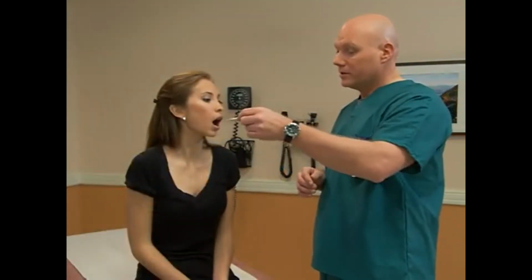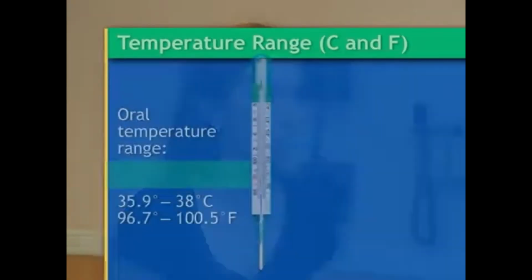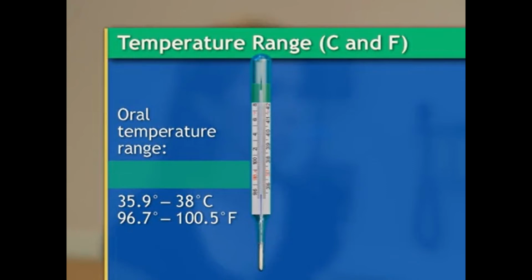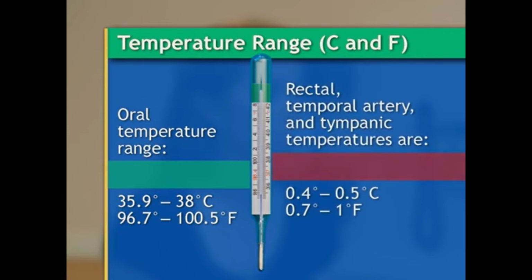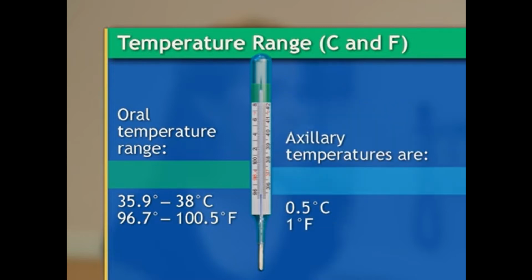Measure temperature first. This will usually help relax the client, and that's important because activity and anxiety can render the other vital signs inaccurate. Depending on the measurement method, normal body temperature ranges from 35.9 to 38 degrees Celsius or 96.7 to 100.5 degrees Fahrenheit. Rectal, temporal artery, and tympanic membrane temperatures are slightly higher than oral temperatures. Axillary temperatures are slightly lower.